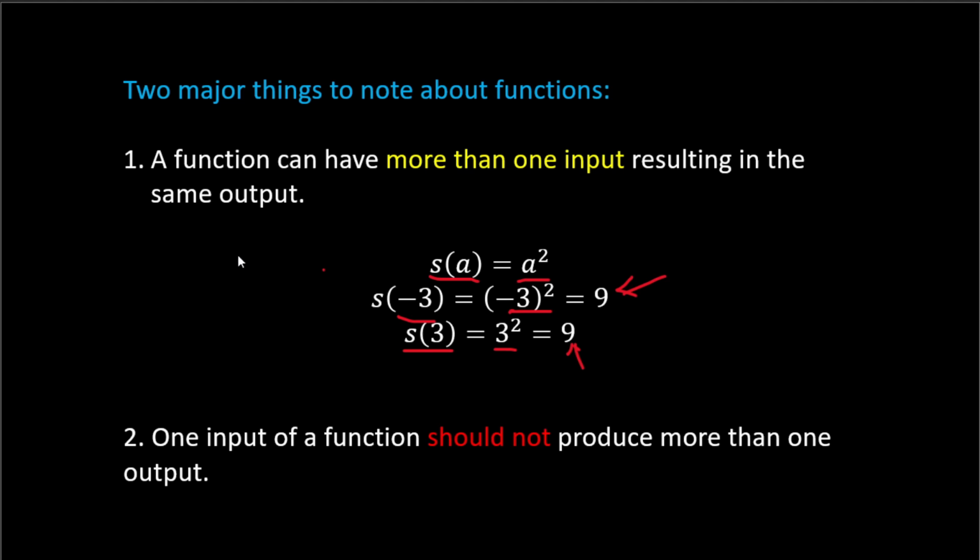Now, the second thing to also note is that functions should have only one output for a given input. If I give the function one input, I expect one output to come out. I don't expect a function to produce more than one output for one given input.